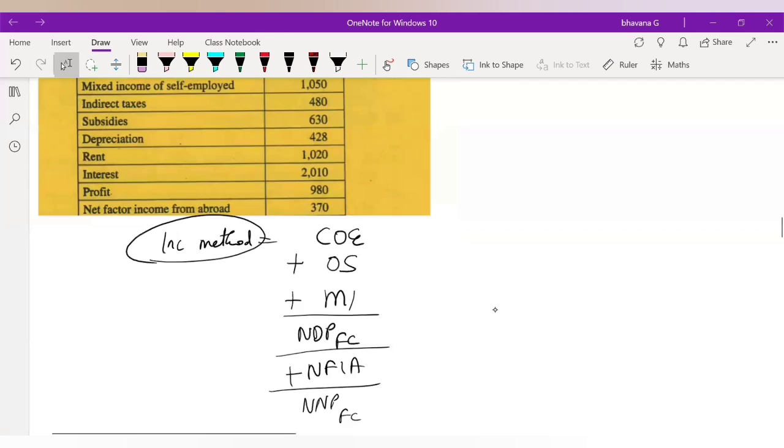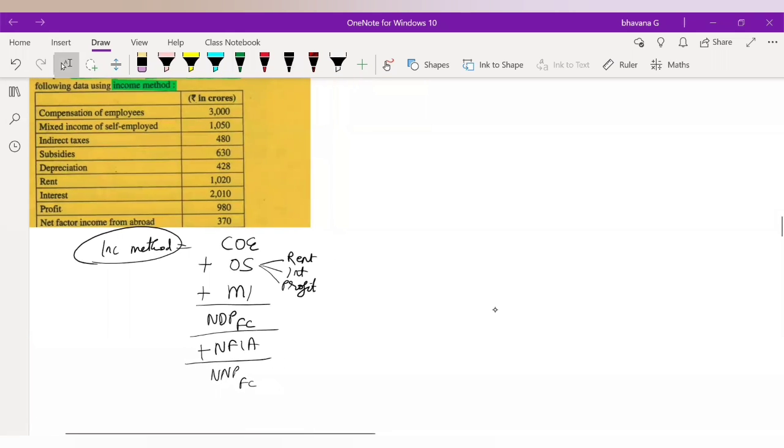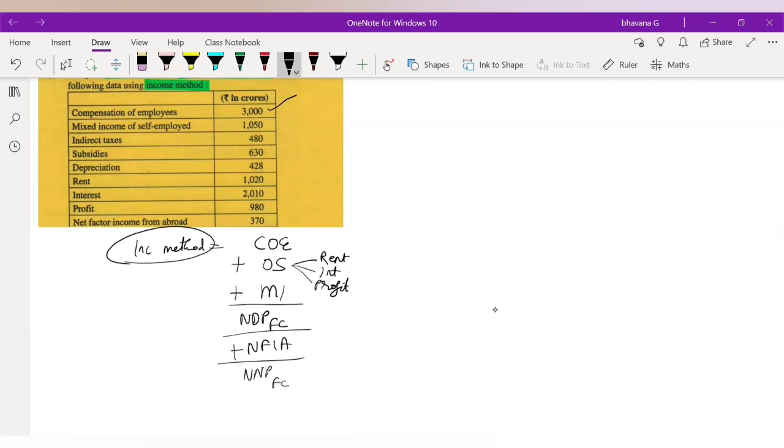Okay. So here also in operating surplus, you have to remember RIP, rest in peace. What is this? This is nothing but rent, interest and profit will be included in this. So compensation of employees. What is compensation of employees given in the question? 3,000. Next, you have to find out rent. Rent is 1,020. What is the interest? Interest is 2,010.